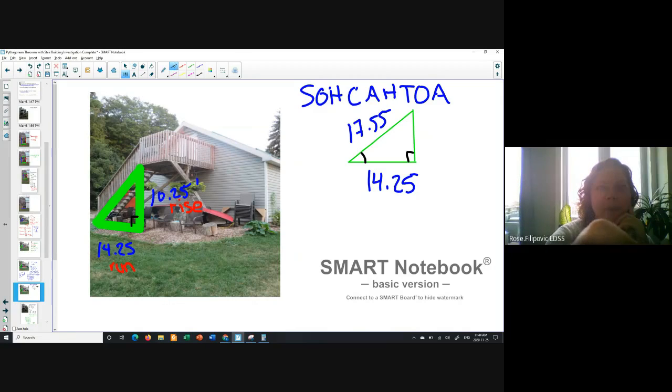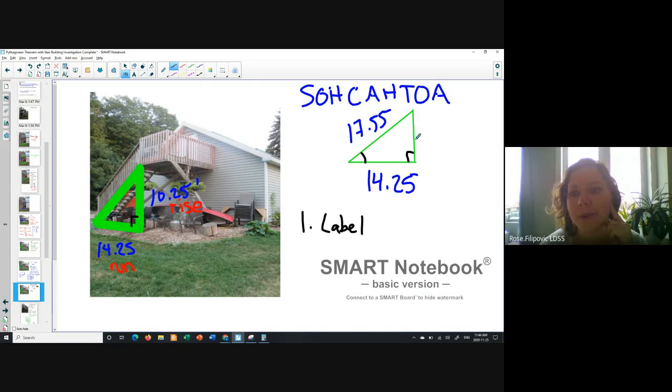So step number 1, it's writing in black. Write in black, please. Step number 1 is to label. So I go to the angle and I need to label this side as the opposite. The one across from the 90 is the hypotenuse. And the one down here is the adjacent.